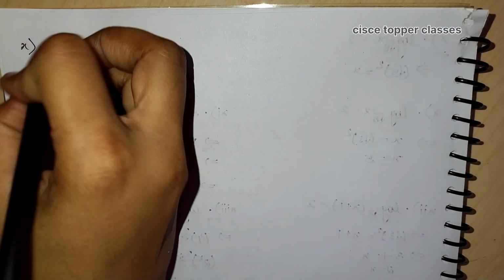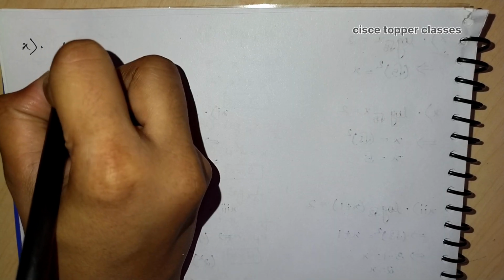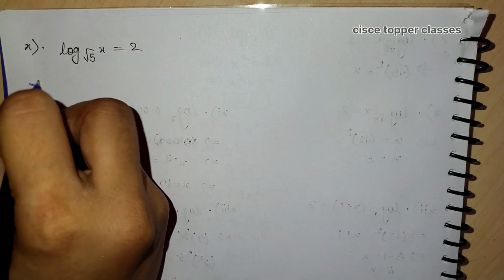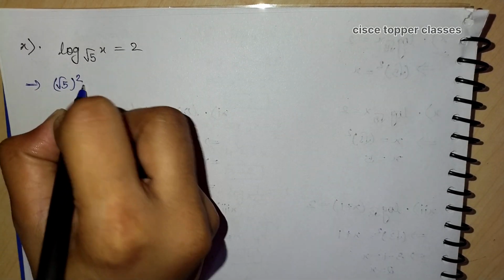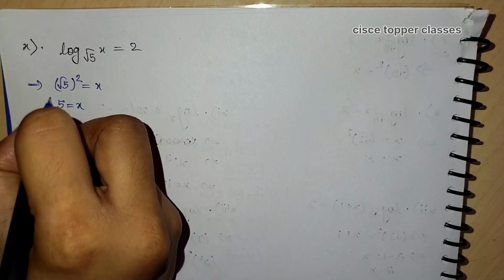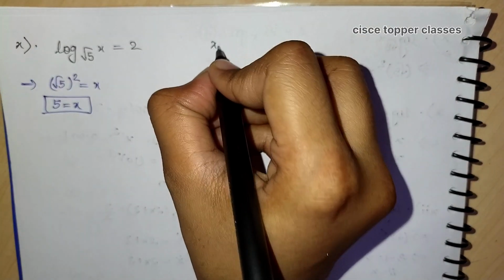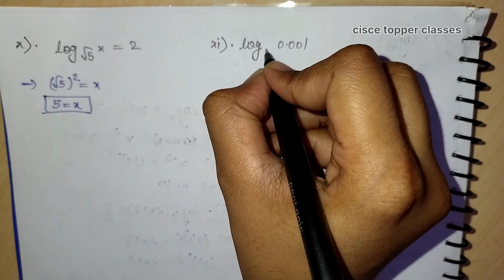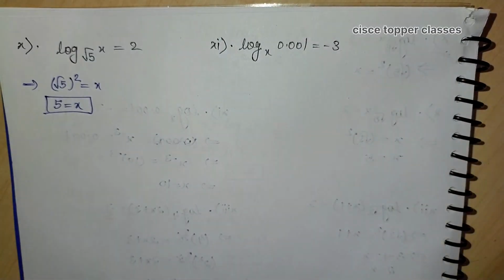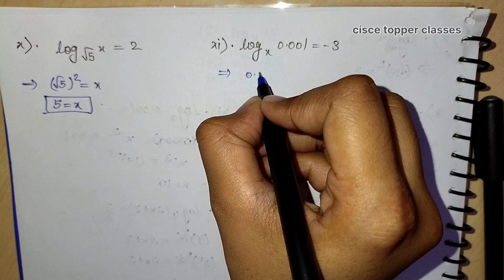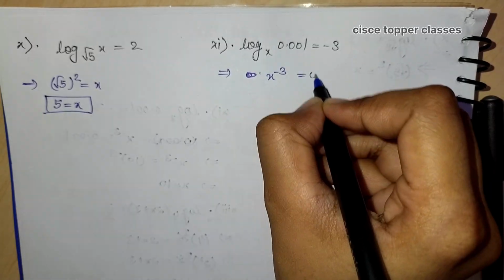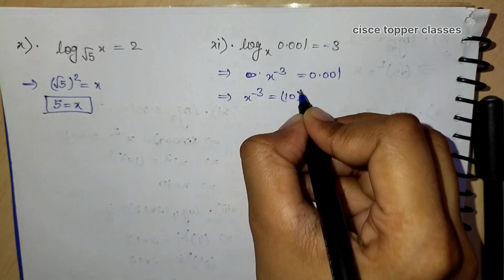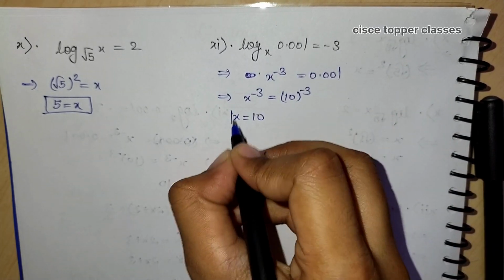Now let us solve the 10th question here, which is log of x base under root 5 equal to 2. We can write it as under root 5 the whole square equal to x. So 5 is equal to x from here. Now the 11th part from here, it will be log of 0.001 with base x equal to minus 3. So it will be x to the power minus 3 equal to 0.001. On comparing, we will get x to the power minus 3 equal to 10 to the power minus 3. So x will be 10 from here.